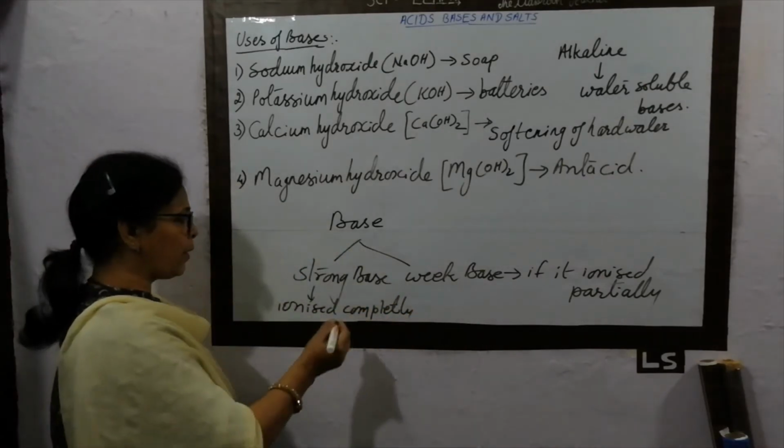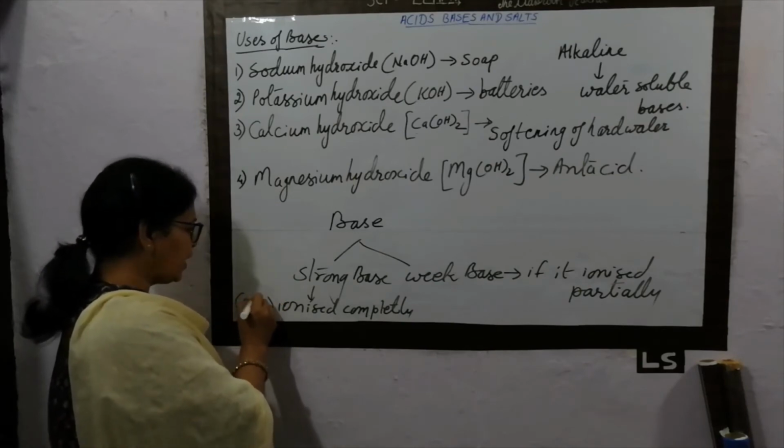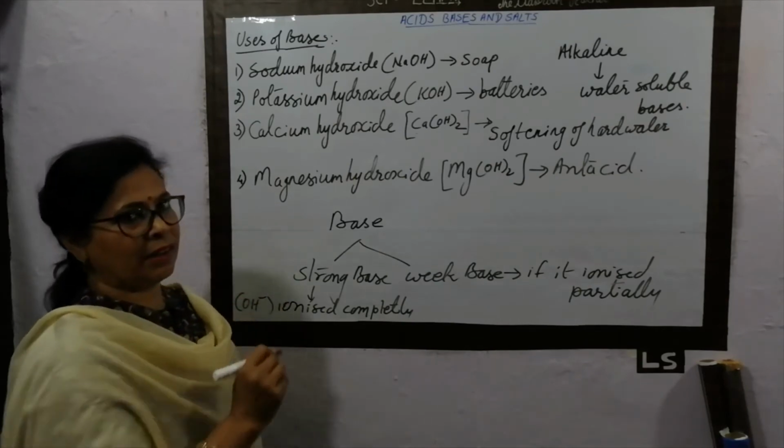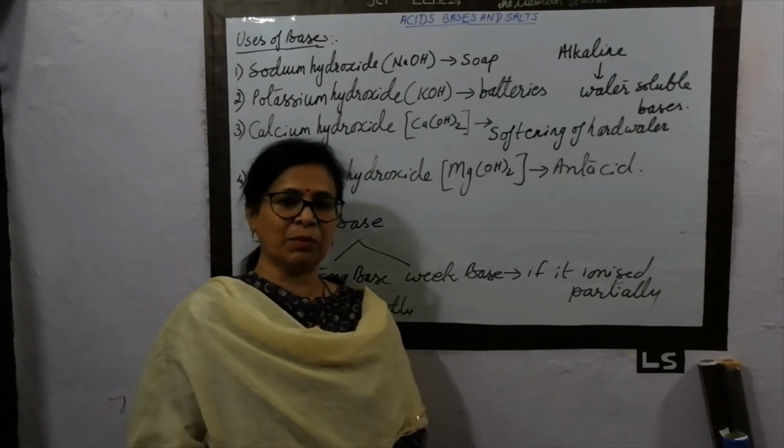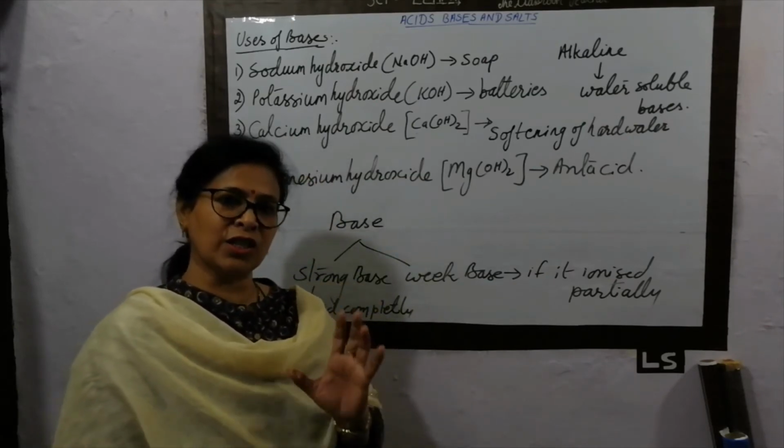What is the meaning of ionizing? It means the releasing of OH minus ions. If all the OH minus ions release in the presence of water, it means that is a strong base.